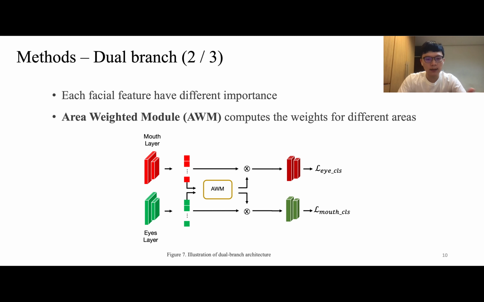However, directly using the region features is not enough because different facial regions should have different weights. So we introduce the area-weighted module to compute the weight for different facial regions. After obtaining the area-weighted module, abbreviated as AWM, the model will know which kind of features is more important than the others.